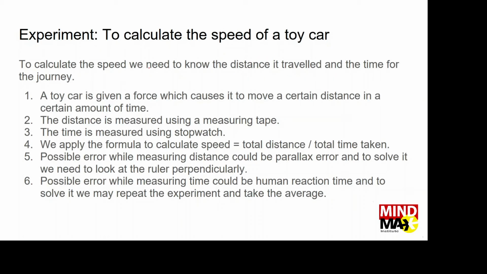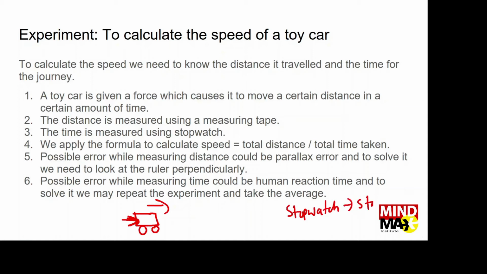To calculate the speed, we need to know the distance it traveled and the time for the journey. The toy car is given a force which causes it to move a certain distance in a certain amount of time. So let's say I draw a toy car over here. Okay, this is the toy car, and I'm giving it a small starting force. Don't give it too large a force, just a small starting force from here. This will cause it to move forward. So it starts moving from here. The moment it starts moving, you start the stopwatch.